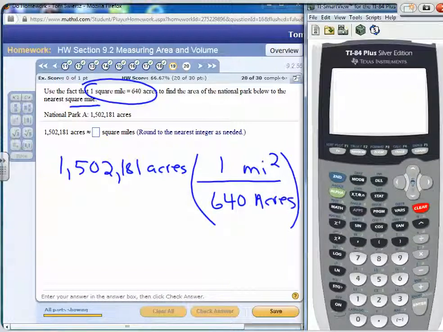Again, acres would go in the denominator so we cancel. And then 640 is in the denominator, which tells us we're going to divide. So 1,502,181 divided by 640 will give us the number of square miles. And actually, we're going to round to the nearest integer.